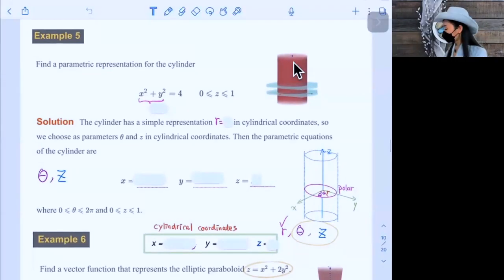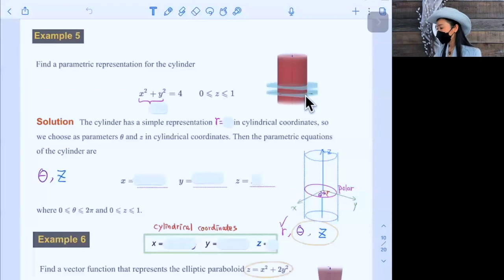So for example 5, we're trying to find a parametric representation for this cylinder: x squared plus y squared equals 4, z between 0 and 1. So I graph it over here. That's the cylinder. z equals 1 here, z equals 0 over here. So it's part of the cylinder between the two planes right here.